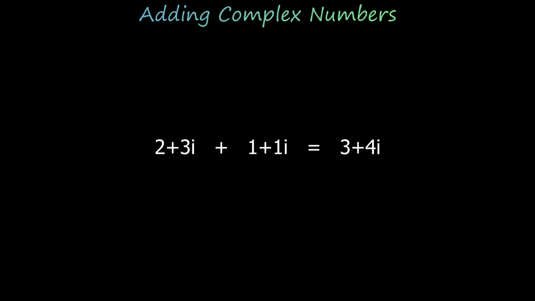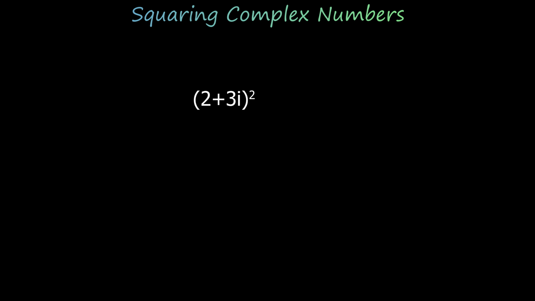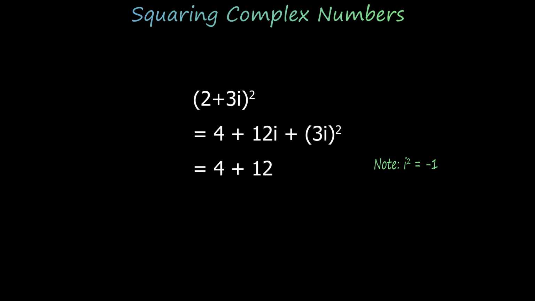To add a complex number, just treat i as a constant and perform normal algebra. So 2 plus 3i plus 1 plus i becomes 3 plus 4i. Graphically, this is the same as vector addition. Start at 2 plus 3i, then go 1 unit to the right and 1 unit up. To square a number, again we just perform normal algebra. (2 plus 3i) squared equals 4 plus 12i plus 9i squared. Now i squared is equal to -1, so the result is -5 plus 12i.